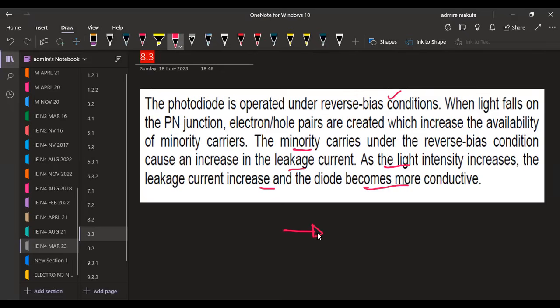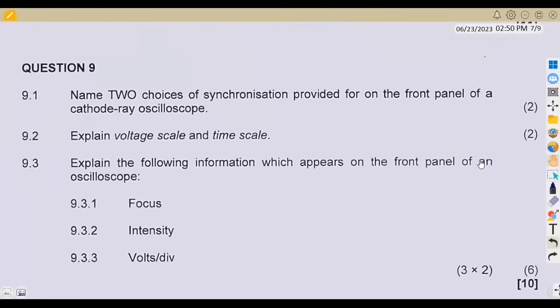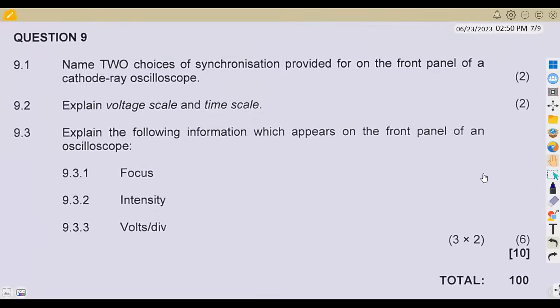Remember, a photodiode is just like a normal diode, but this one takes in light like that. That's a photodiode. All right, so that is what we were given on this part. And question number 9. Okay, so that's question 8, 11 marks. Then question number 9, which is the last part of our question. All right, that was actually a lot. Let's see what we got.